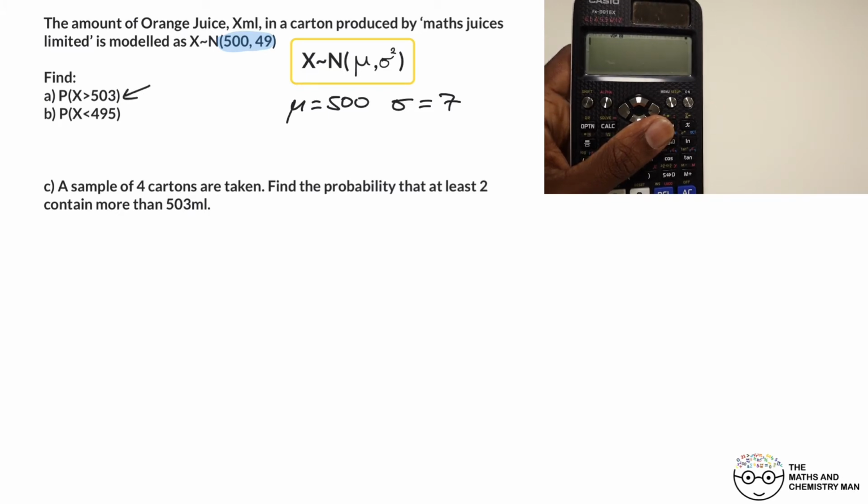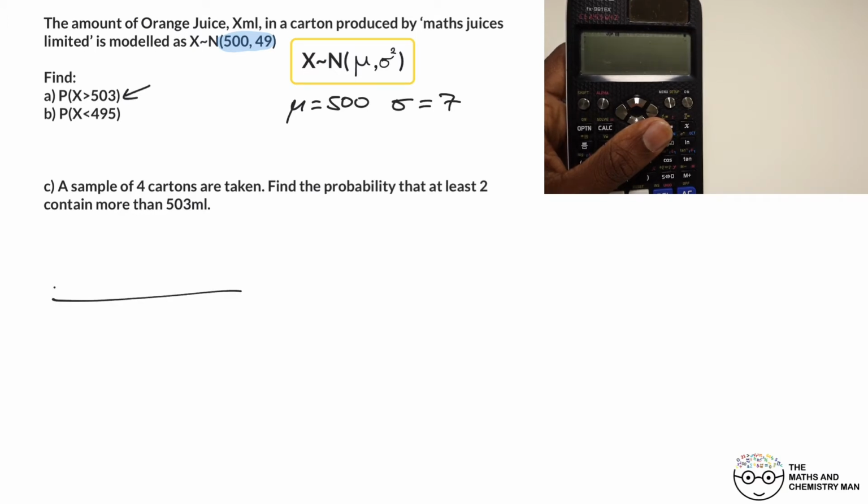Now, what do we need to look for? We need to look for the probability of a carton of juice having more than 503 millilitres inside of it. What we should do is make a sketch. A sketch is so important to solving all of these problems. So I'm going to draw our bell-shaped curve there. That's for our normal distribution. The mean right in the middle, which is 500 millilitres. And what we're looking for is something that's greater than 503 millilitres. So there's 503. And what we need to look for, therefore, is the area to the right of that. So we're looking for this area underneath here.